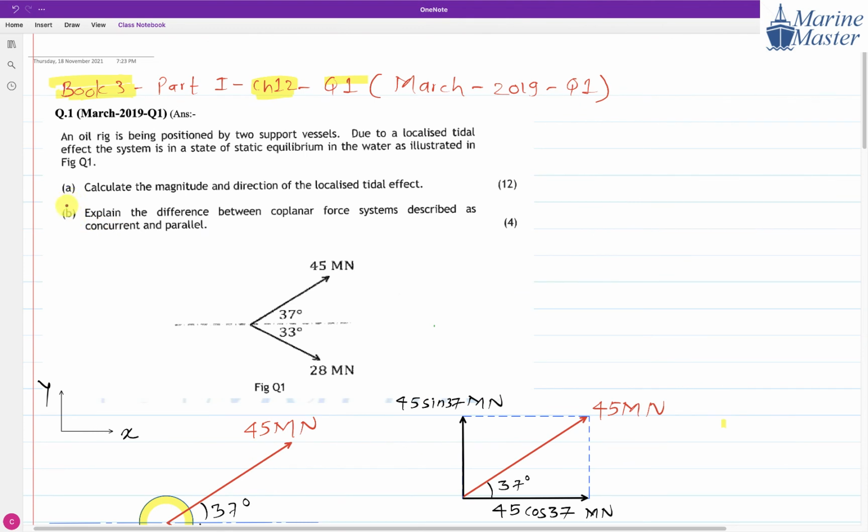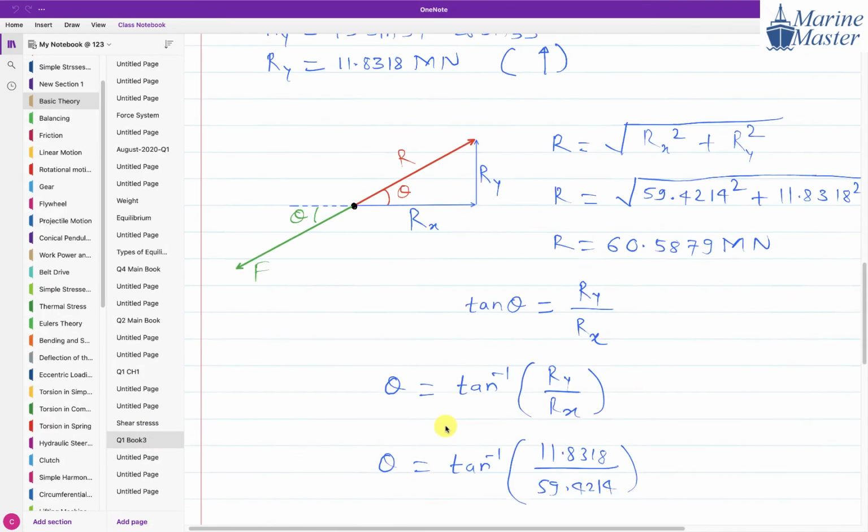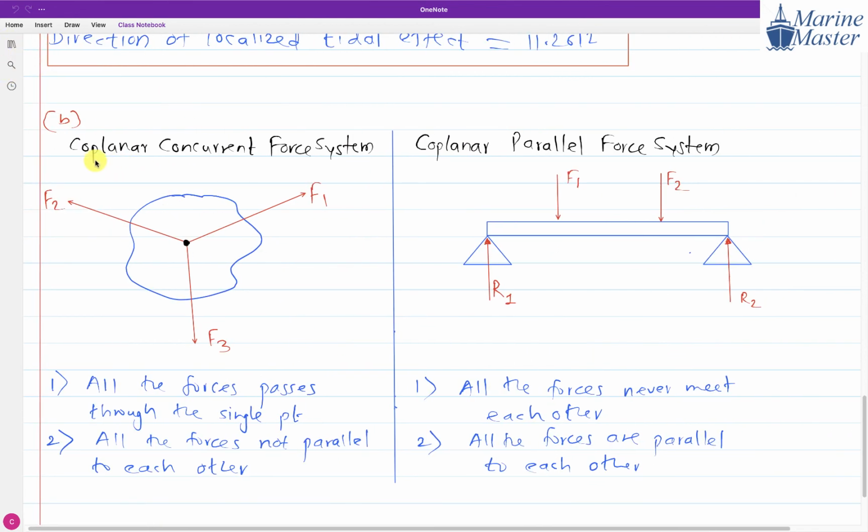So what are they asking us in part B, sir? Explain the difference between coplanar force systems described as concurrent and parallel. Now try to see the scenario here. In one scenario they are asking us about coplanar as a concurrent force system, in another scenario coplanar as a parallel force system.